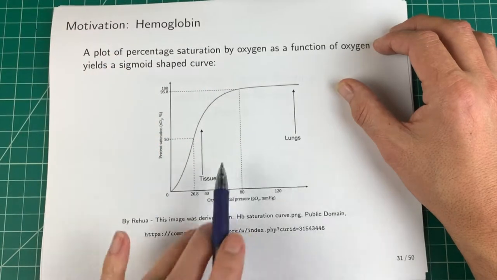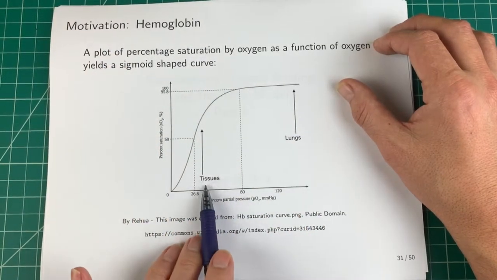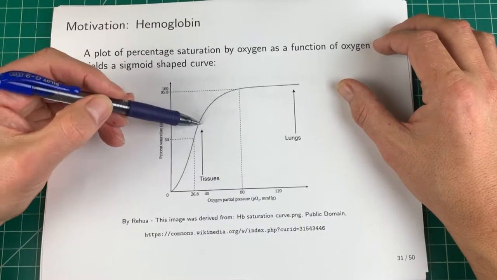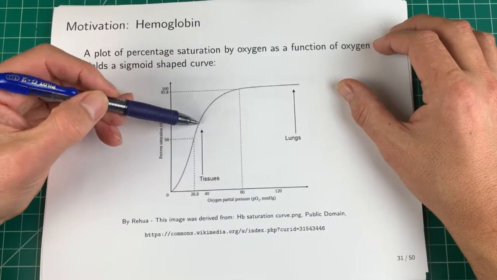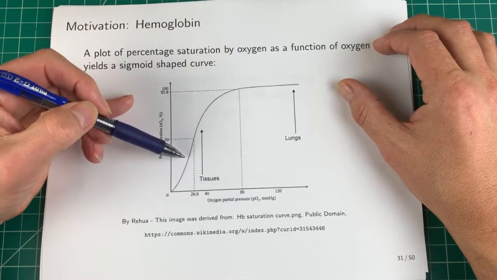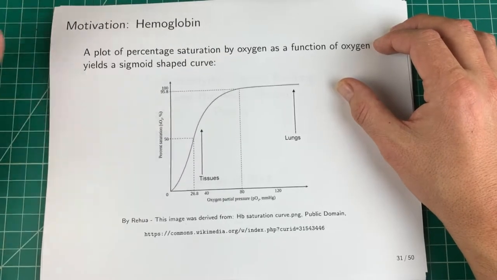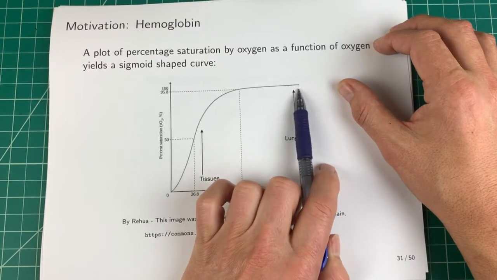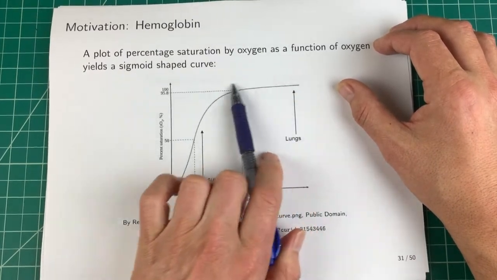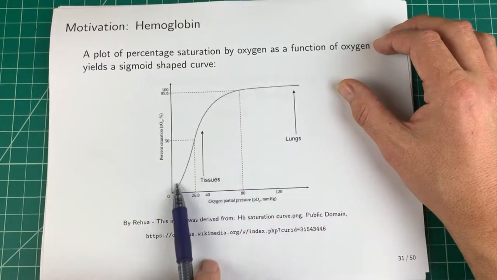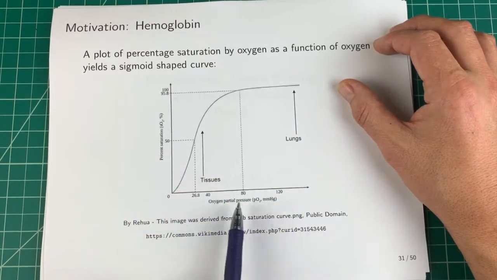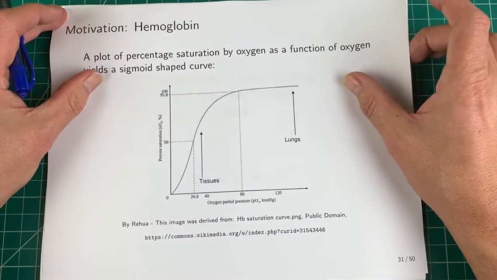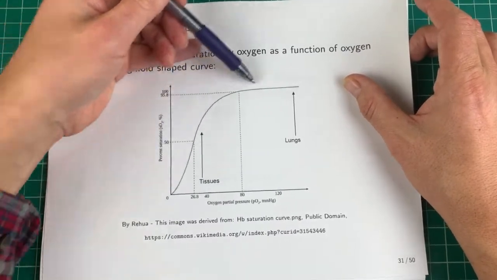So the idea is when the hemoglobin travels to the tissues where the oxygen level is lower, it's very easy for the hemoglobin to dump the oxygen, which is exactly what you want in tissues. Whereas in the lungs, you want the hemoglobin to take up as much oxygen as possible. So this has evolved to cope with different levels of oxygen to make sure that oxygen gets dropped where it's needed in the tissues. So the question is, how does this sigmoid behavior come about?